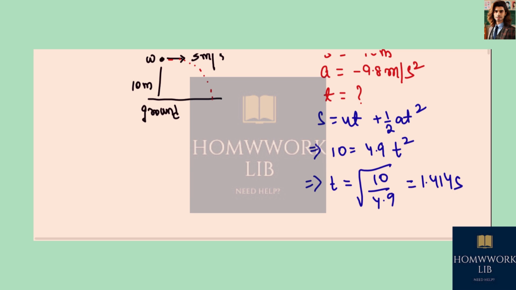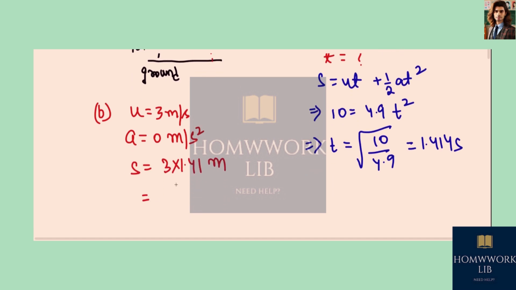And now we have to also figure out the distance this beanbag will travel in the horizontal direction. To get the distance in the horizontal direction, we observe that the initial velocity is 3 meters per second, and this will remain constant because there is no acceleration along the horizontal direction. So the speed multiplied by the time, that's 1.41 approximately, will give us the horizontal distance, and that will be 4.2 meters approximately.